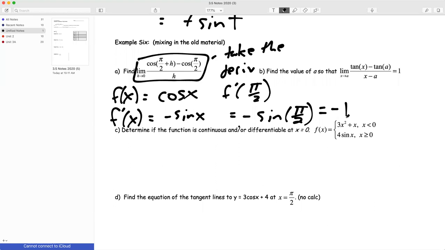Find the value of a so that the limit as x goes to a of tangent of x minus tangent of a over x minus a equals 1. We got it.